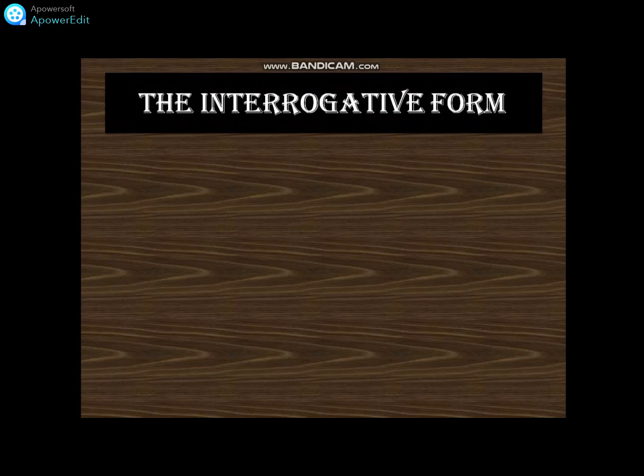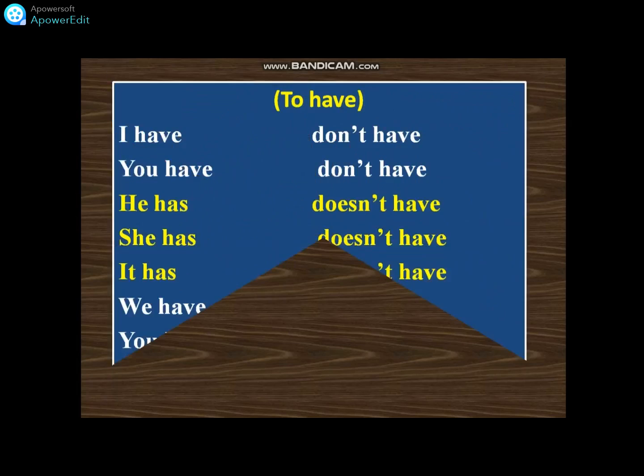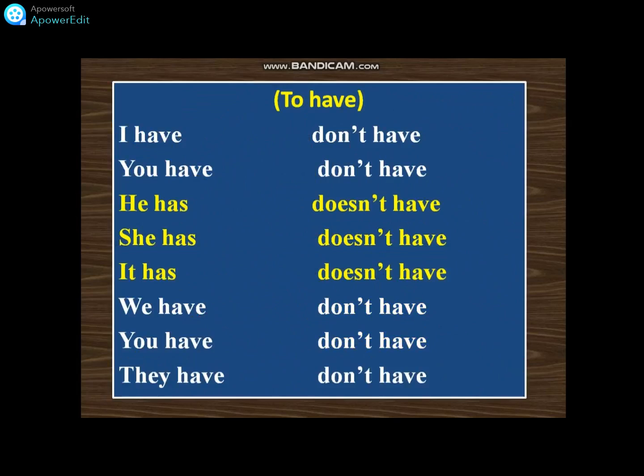Great. Now let me tell you one thing, is that don't and doesn't, we use with all the verbs in the English language except one verb, which is the verb to be. So if you remember the verb to be, we say I am not. You are not. He is not. But with the other verbs, you must use don't or doesn't.